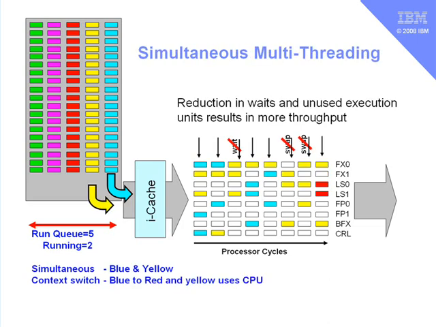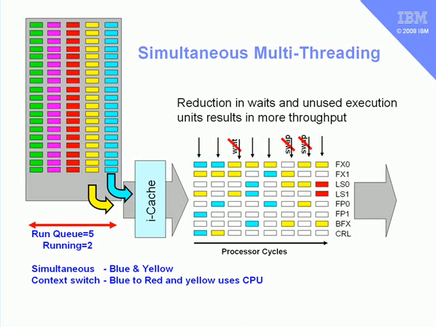Now in this example we're running 2 processes at the same time, the blue and the yellow. We still have a run queue of 5, but we're actually running 2 processes at the same time. And the yellow process here is using parts of the CPU where the blue process doesn't actually need it. If they both want to use the same processing unit at the same time, well, one of them will have to do it this clock cycle and one of them will have to wait for the next clock cycle.